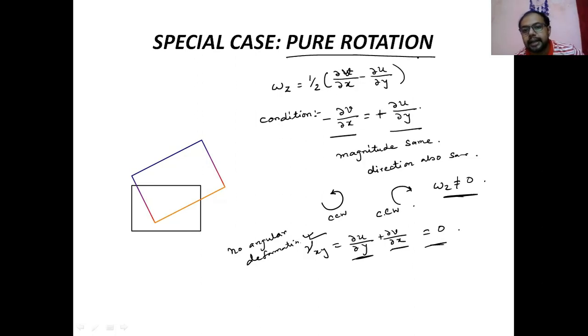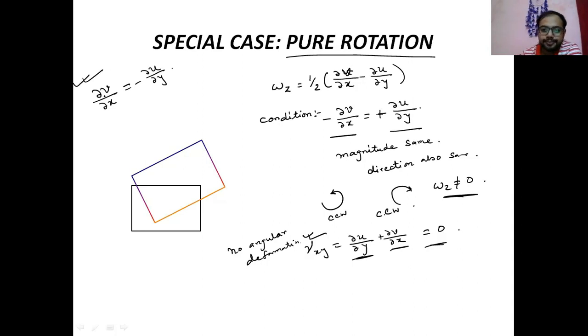So the condition for pure rotation is del v del x is equal to minus del u del y. Previously both were opposite in sense of rotation, now both are the same in sense of rotation. That is the pure rotation.